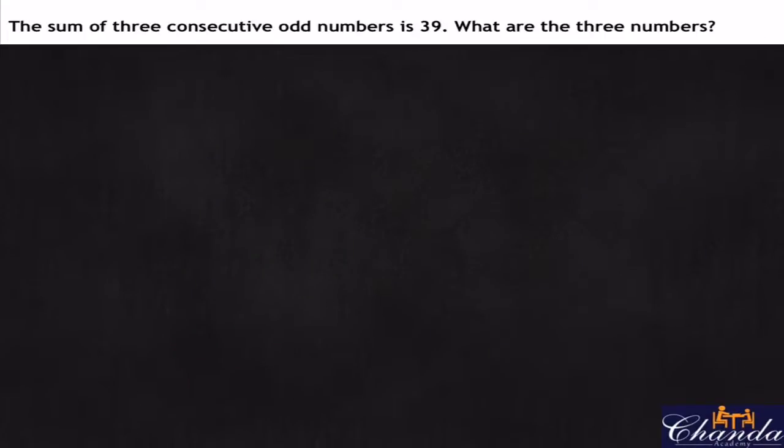Alright, so this question says, the sum of 3 consecutive odd numbers is 39. What are the 3 numbers? Alright, so let's have a look at 3 consecutive odd numbers. So we have the number 3, which is odd. The next number is the number 5, and the next number will be the number 7, and the next number 9, etc.